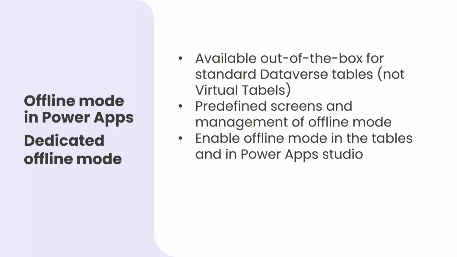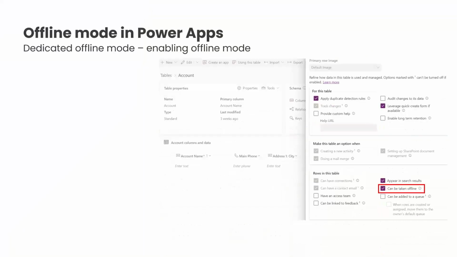And if you would decide to use it, then you would have to enable offline mode in the tables you would like to be taken offline, and in Power Apps Studio in the Power App that you are developing. Just to show you how to enable it, here we are in the Power Platform Power Apps environment that has a Dataverse, and we can go to one of the standard tables like this account, and then going to the settings, we can scroll down and find this setting that table can be taken offline.